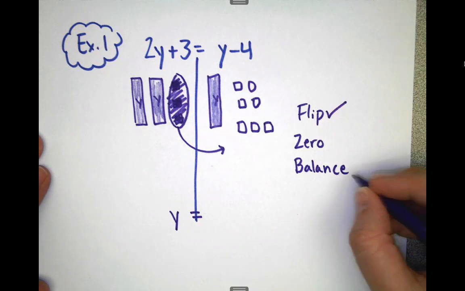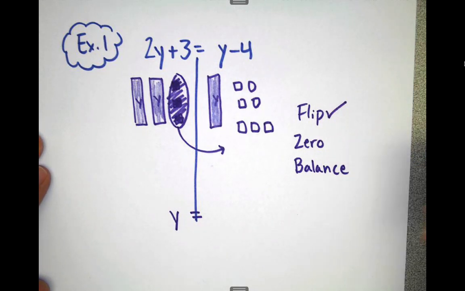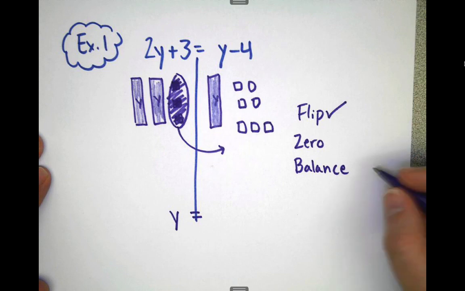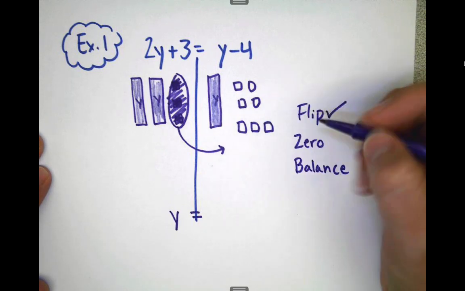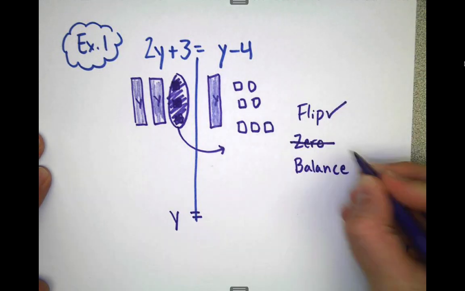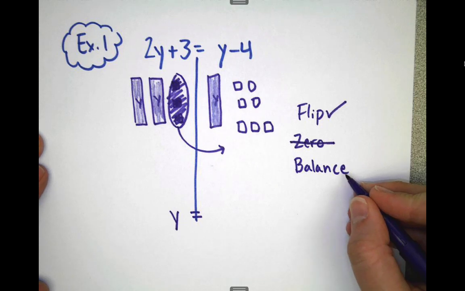0 pairs are when you have a positive and a negative. And in this problem, I actually don't see any 0 pairs. These look like all negatives. So I'm going to cross out 0, and I'm going to move on to my last step here, which is balance.